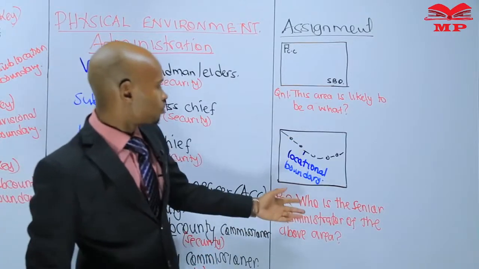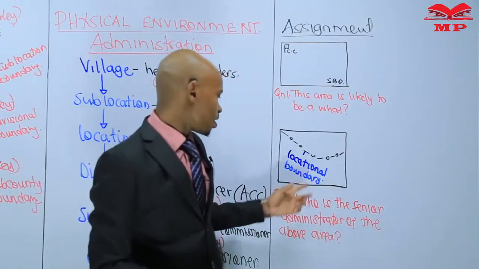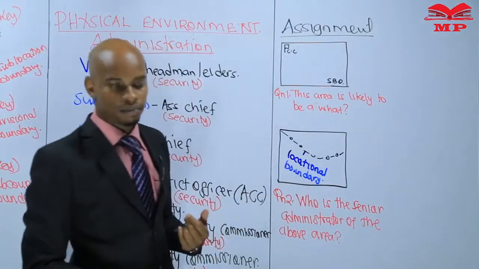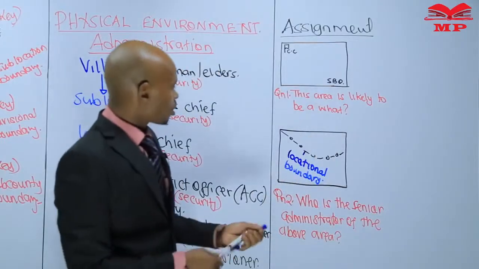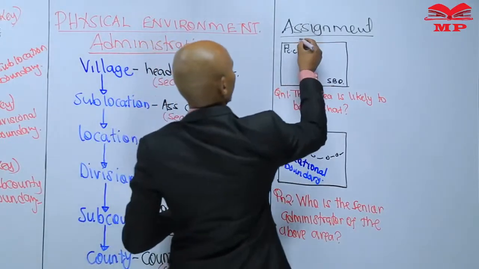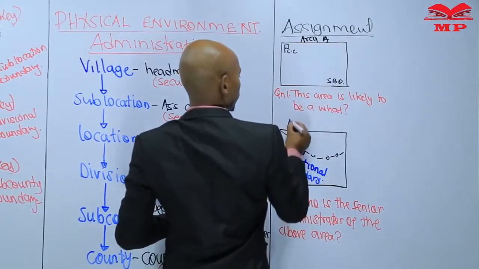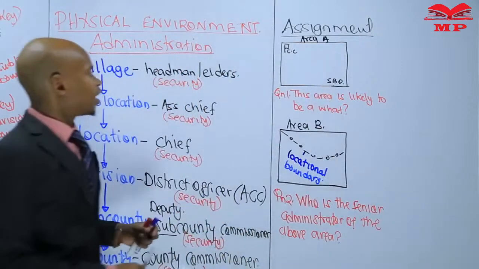Number 2, using a boundary now. Who is the senior administrator of the above area? Who is in charge of administration in this area? Perhaps I would have said this is area A, area B.